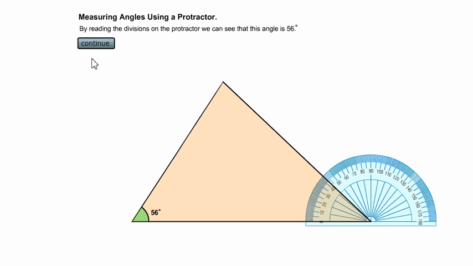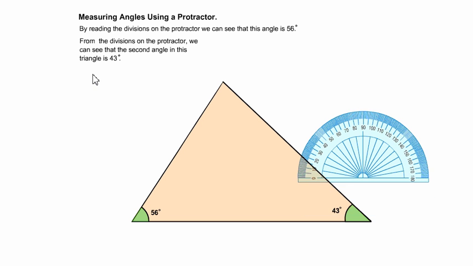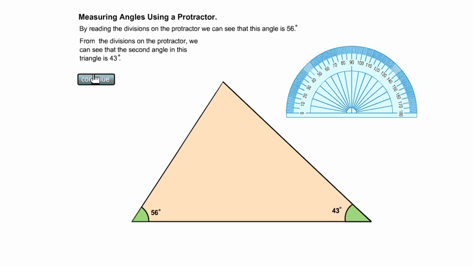Let's go to the next one. You see, I put it again straight in the middle, put my 0 here, and I measure. It is 40, 41, 42, 43 degrees. So my second angle is 43 degrees. And I will continue the same, and I will measure my third angle.